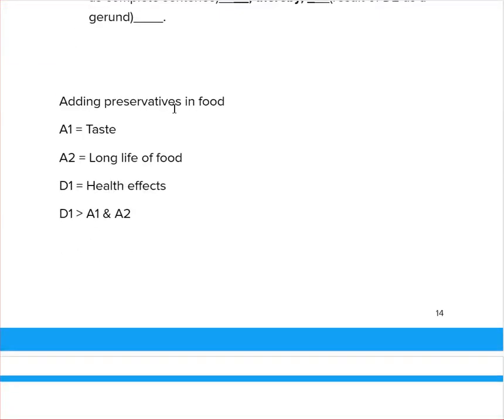Adding preservatives in food. A1 taste, A2 long life of food. D1 healthy effect. Health effect is more than taste and long life of food.